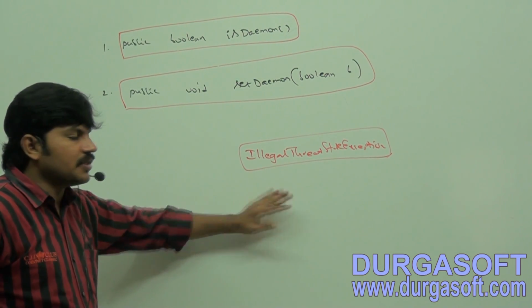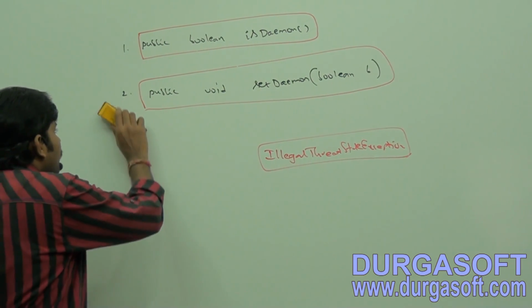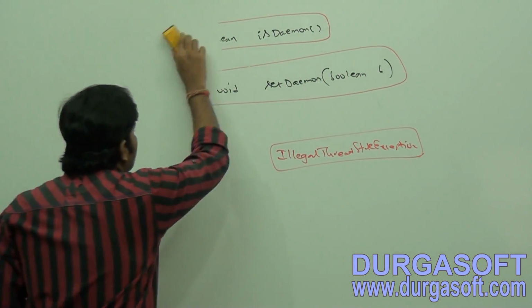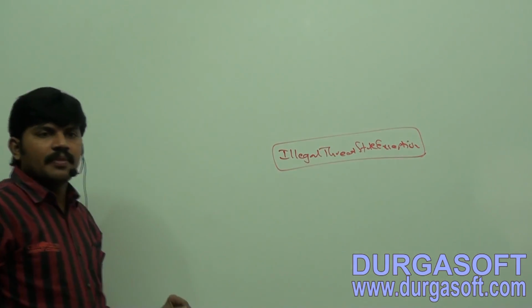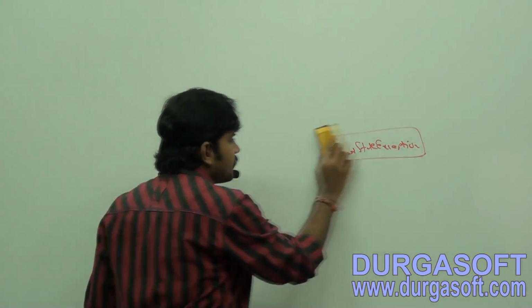Are you getting that? Okay. Next one: what is the default nature of a thread? Keep a subheading: default nature. What is the default nature of a thread?